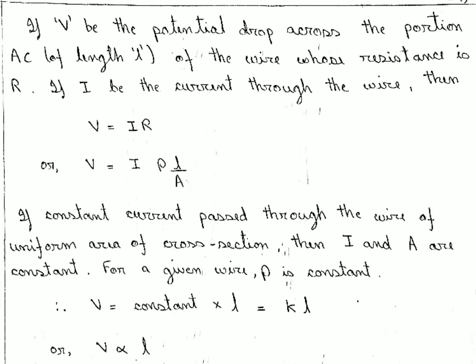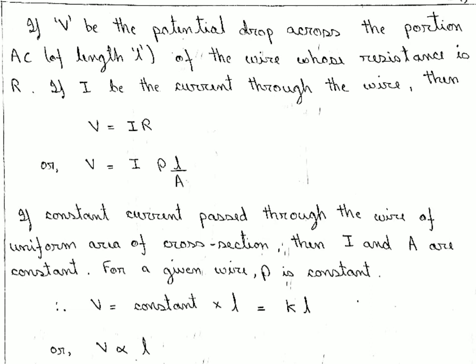Now the principle of the potentiometer is based on the fact that I is to be kept constant, and the area of cross section is also uniform. So here in this formula, I is constant, and the area of cross section is also constant. And if we choose the same material of wire, then rho is also constant.